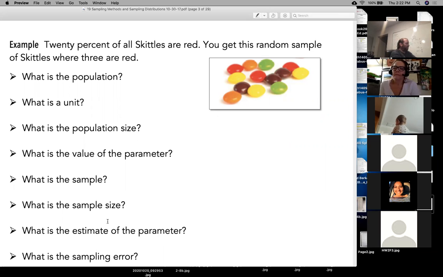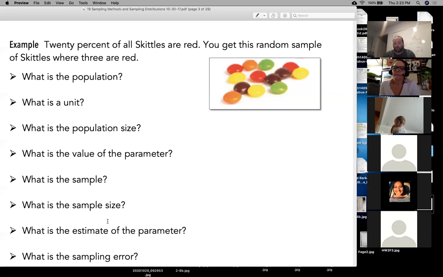It's kind of weird that they even asked that. How am I supposed to answer that question? The population size. How many Skittles are there? Well, I guess you can calculate how many Skittles are made every day and how many are eaten every day and how many days they've been making Skittles. But I don't know. That's a really weird question. There's nothing you can do there.